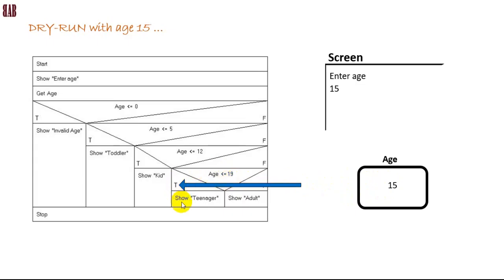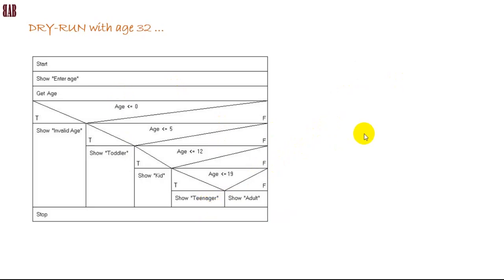So when you go to the true side, you are going to say show teenager. So it displays teenager, and then you come to the next line and terminate. So you can see when you entered 15, it's a teenager. So this NS chart displays teenager. Okay. Now let's try an adult and see how that also works.